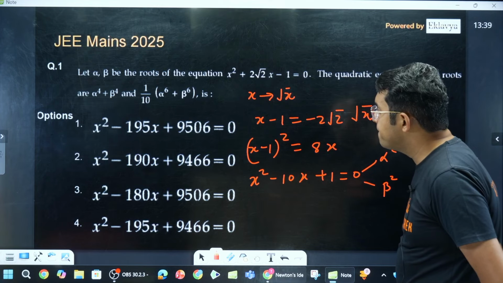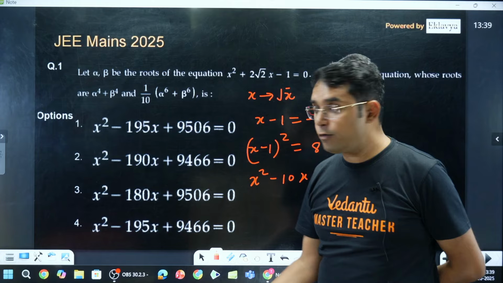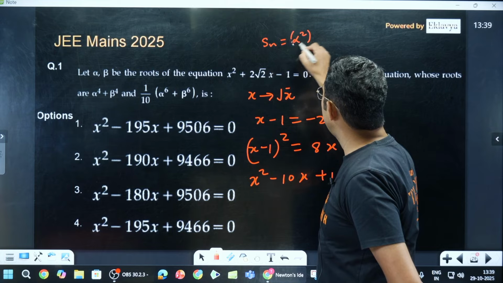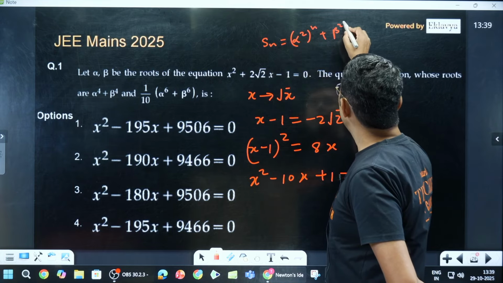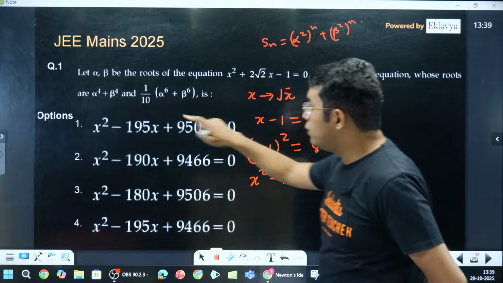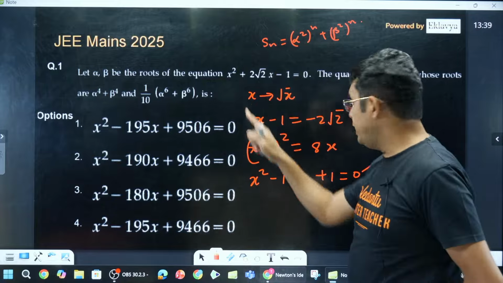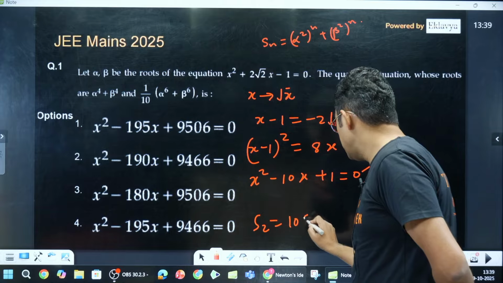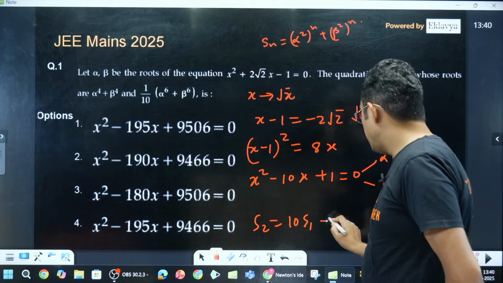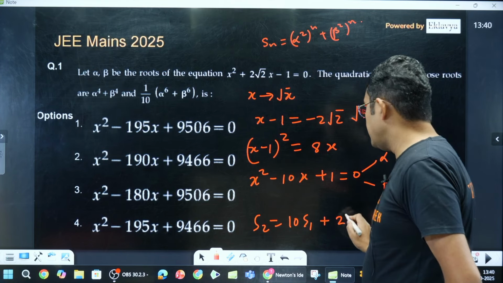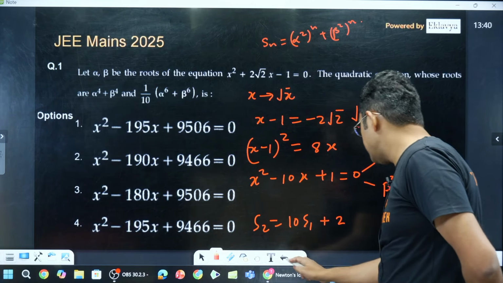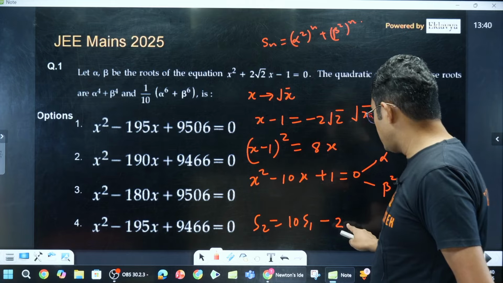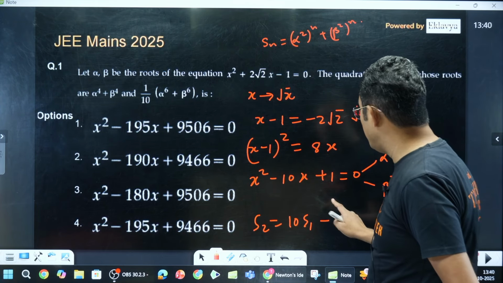Okay. Now we are looking for alpha power 4 beta power 4. If I define a sequence Sn, that is alpha square power n plus beta square power n, we are looking for S2 here. So I think this S2 will be plus 10 times S1 plus S0. S0 you can write as 2 also. Actually, this will be with minus sign, because this 1 will go that side. S2 will be 2.